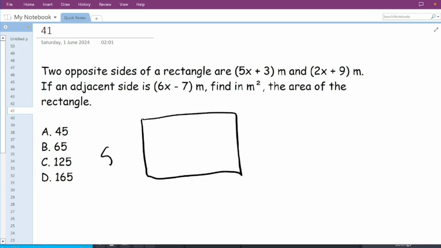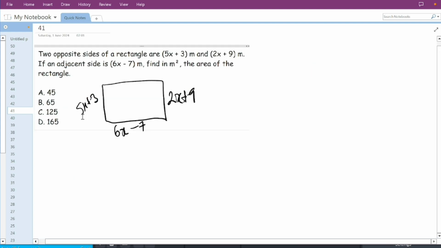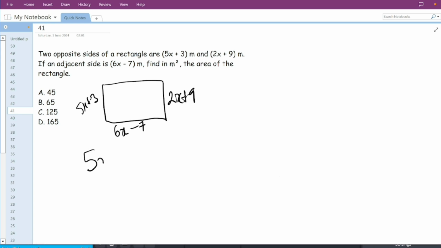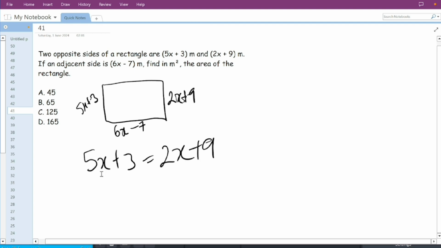So we have here 5x plus 3. We have on this other side 2x plus 9. And here, up or down, we can put 6x minus 7. Looking at this, we see that this is an algebraic expression. So this is equal to this since they are opposite sides. When you have a rectangle, this side is the same as this. They are equal. So we can say 5x plus 3 equals 2x plus 9. This will help us to find the value of our x.